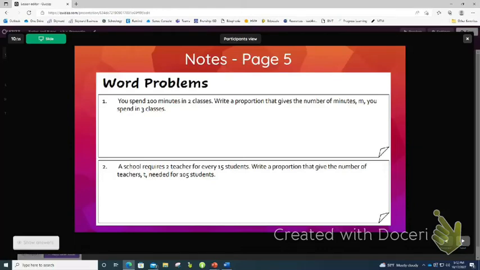So let's actually practice writing these proportions. The first question says, you spend 100 minutes in 2 classes. Write a proportion that gives the number of minutes m you spend in 3 classes.